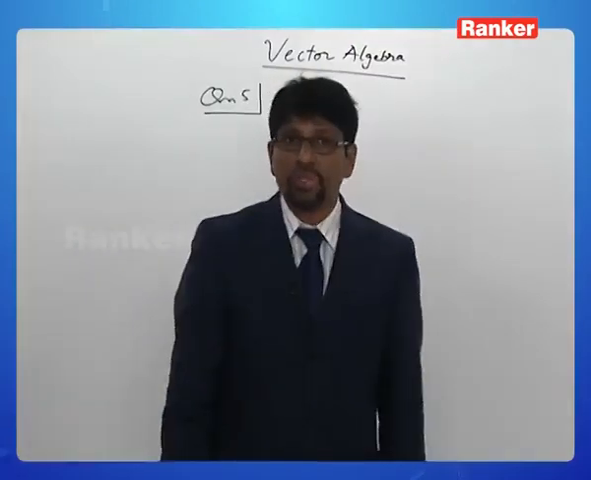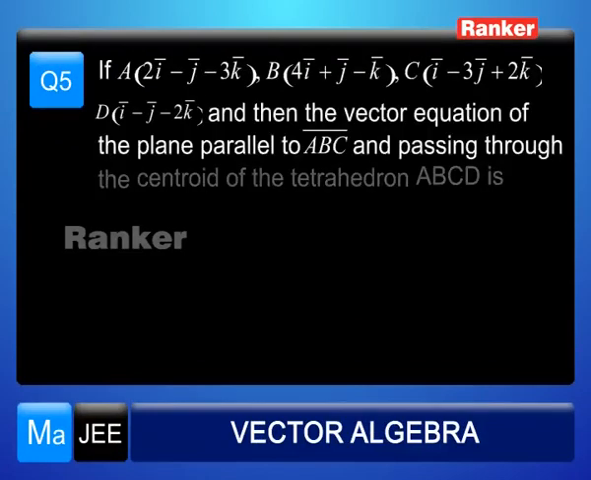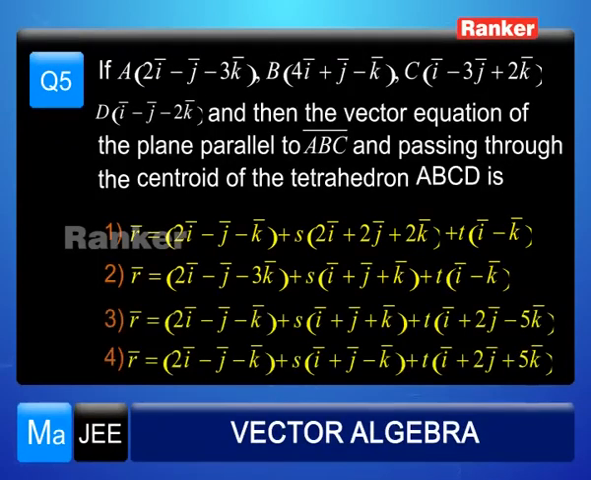Let's move on to the next question, question number 5. If A with the position vector 2i minus j minus 3k, B with the position vector 4i plus j minus k, C with the position vector i minus 3j plus 2k, and D with the position vector i minus j minus 2k are given, then the vector equation of the plane parallel to ABC and passing through the centroid of the tetrahedron ABCD is, first option, r bar is equal to 2i minus j minus k plus s times 2i plus 2j plus 2k plus t times i minus k.